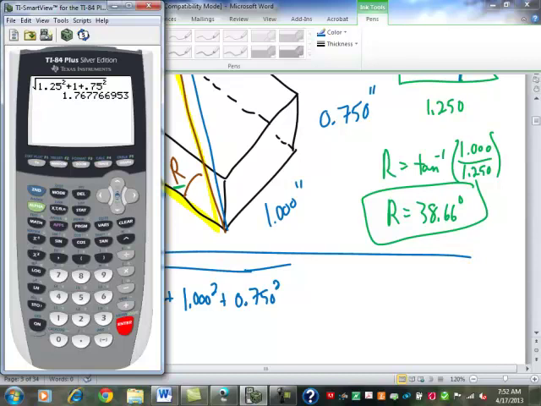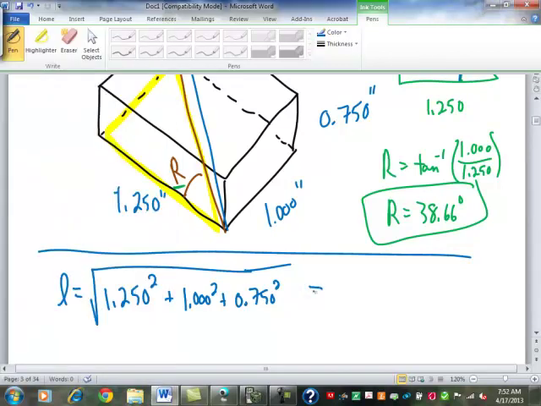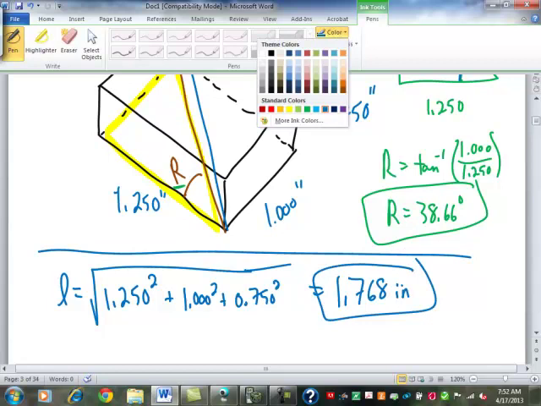Would you have to square that 1 too, or no? Well, 1 squared is 1. Oh, yeah, I get it. Yeah. So 1.768 inches is our length of cut.